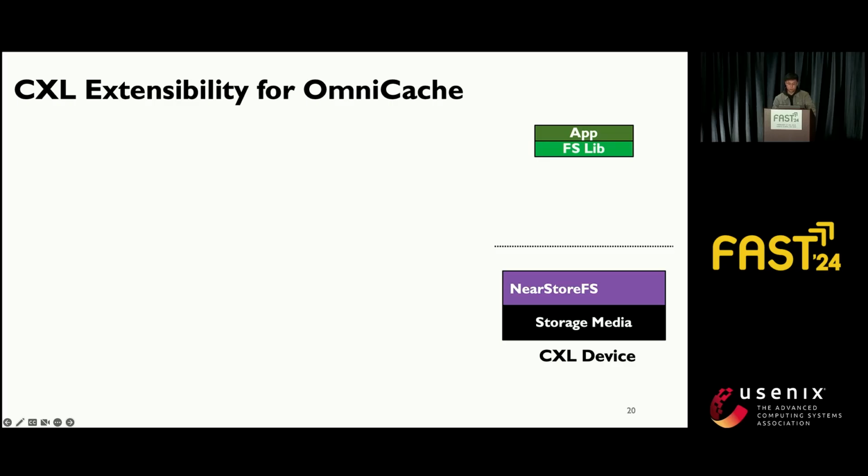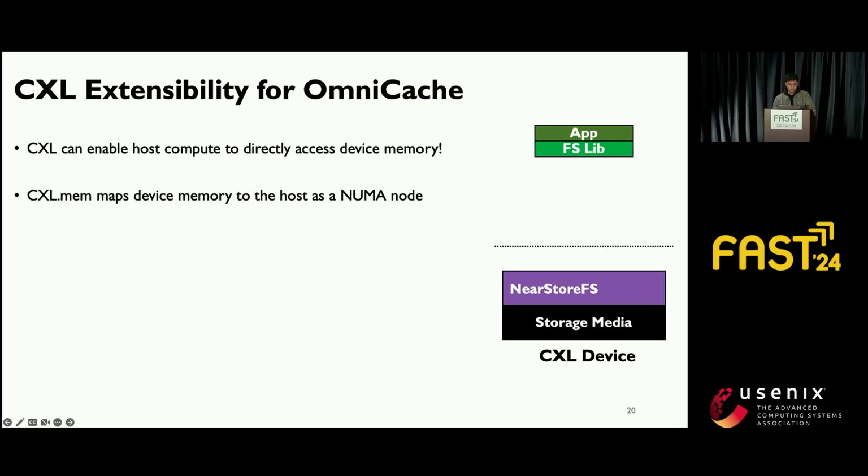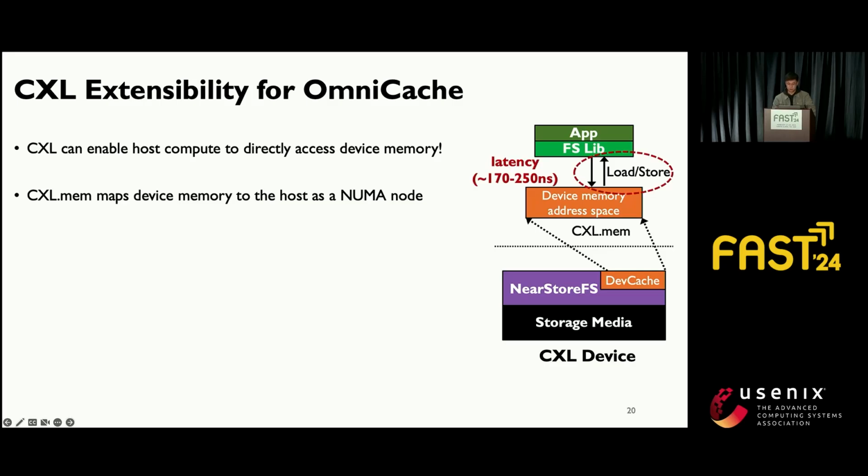At the end, we also explore the CXL extensibility for OmniCache. CXL can enable the host computer to directly access the device memory, so we map the device memory to the host as an additional NUMA node by using CXL.memory, and the application can directly access the device memory by using CPU load or store instructions. The latency is around 200 nanoseconds. With CXL, we found OmniCache can significantly reduce the queuing delay and the CPU overhead for polling the completion queue, thereby minimizing the CPU overhead for the host and device side.